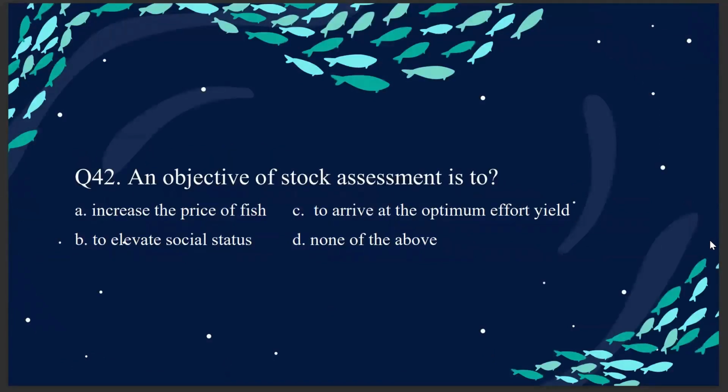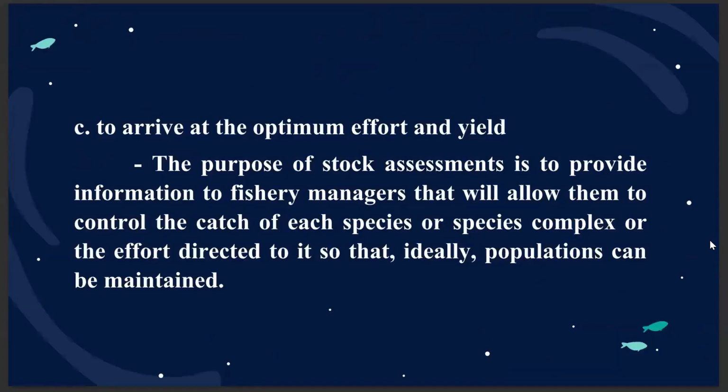Question number 42. An objective of stock assessment is to A. Increase the price of the fish, B. To elevate social status, C. Arrive at the maximum effort yield, or D. None. The answer is C. Arrive at the maximum yield. The purpose of stock assessment is to provide information to fishing managers that will allow them to control the catch of each species or species complex, or the effort directed at it, so that ideally the population can be sustained.